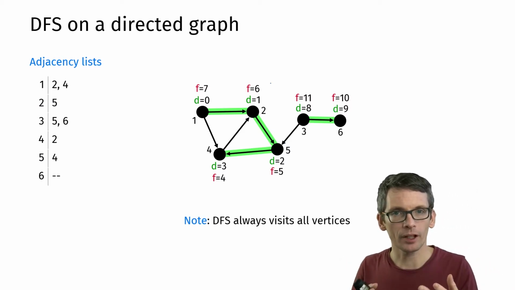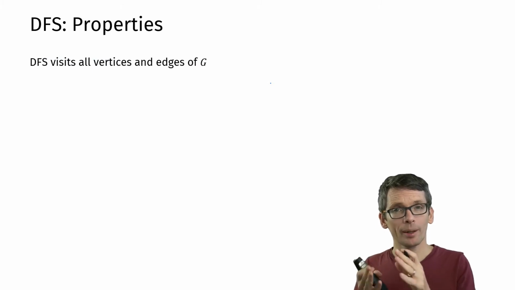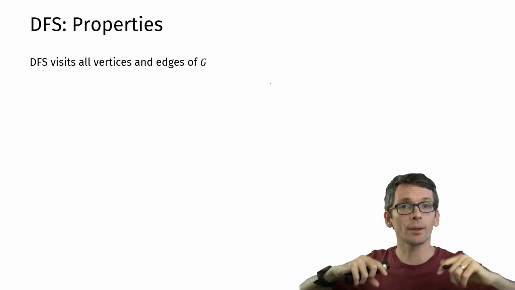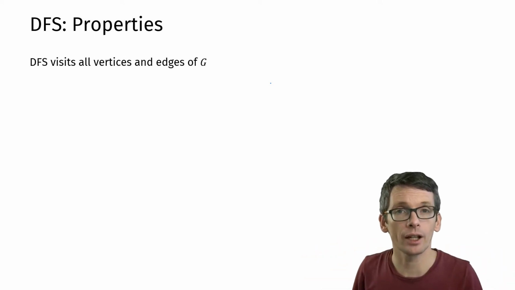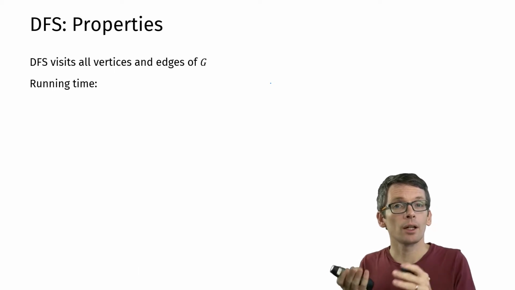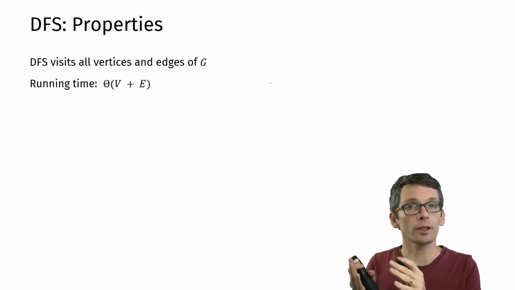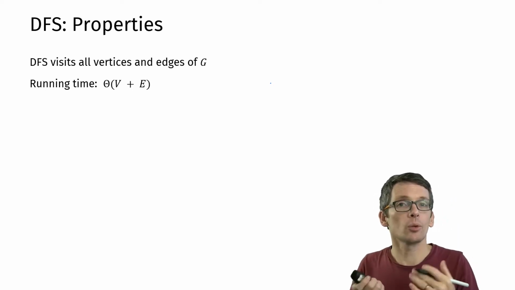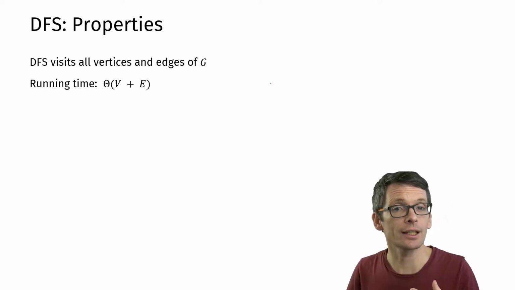Let's make some observations about depth first search. First of all, depth first search explores all vertices. It also explores all edges, even if we don't do a depth first search visit via those edges. And that's all that it does. So the running time is order of the number of vertices plus the number of edges, so order V plus E, assuming that we have the graph as adjacency lists.